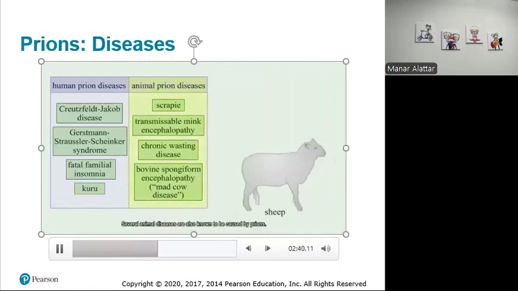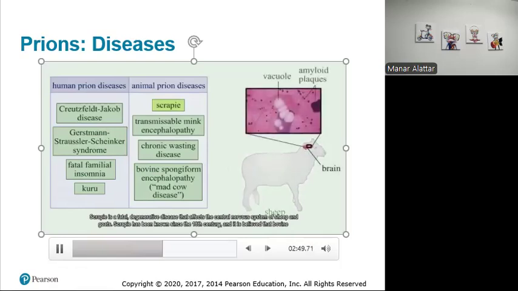Several animal diseases are also known to be caused by prions. Scrapie is a fatal degenerative disease that affects the central nervous system of sheep and goats. Scrapie has been known since the 18th century, and it's believed that bovine spongiform encephalopathy was transmitted to cattle through the practice of using contaminated sheep bone meal in cattle feed. Infected sheep often scrape themselves against objects until their skin is raw, giving the disease its name. Eventually, the infected sheep lose motor control and die.